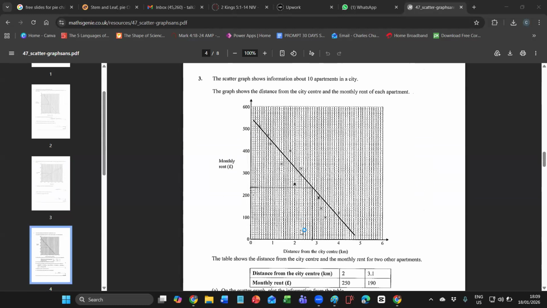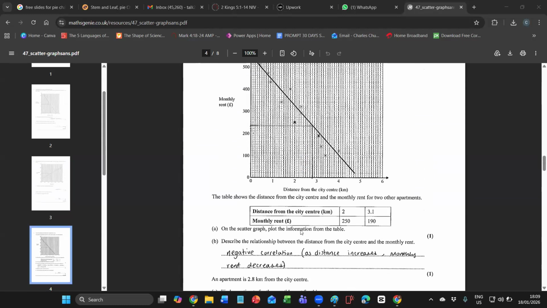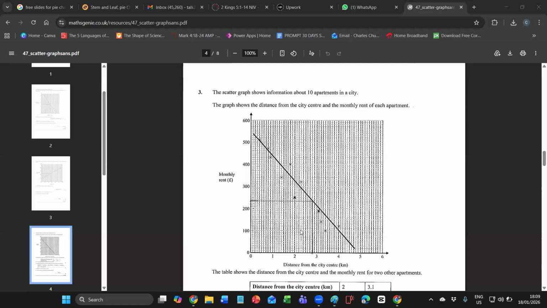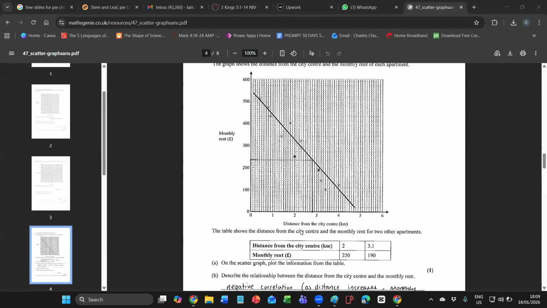If I were to go to the next one, let me see if there's anything that looks different. The scatter graph shows information about 10 apartments in the city. The graph shows the distance from the city center and the monthly rent of each apartment, obviously. Yes, and there we go. Now, on the scatter graph, plot the information from the table.